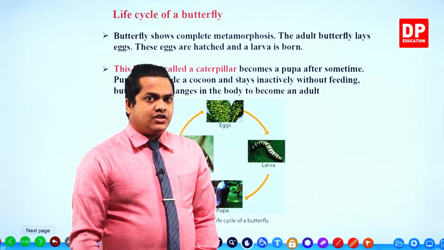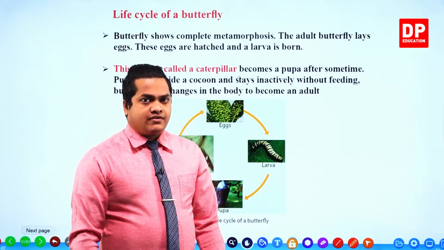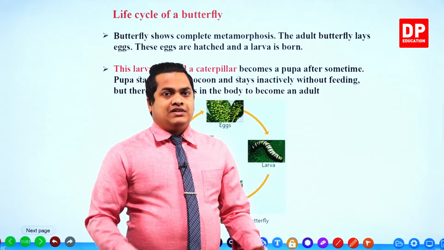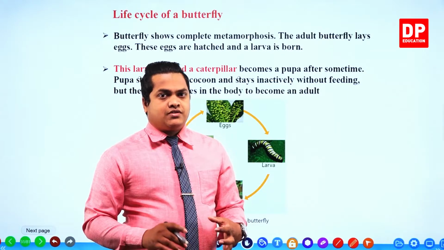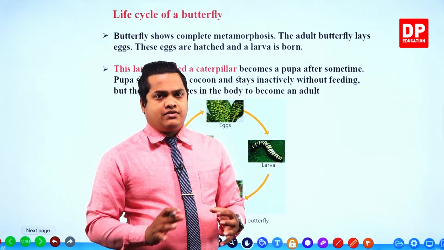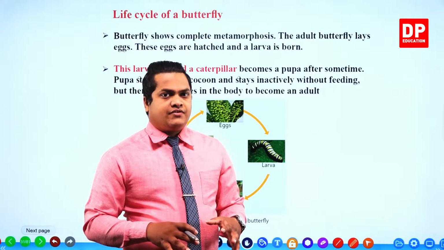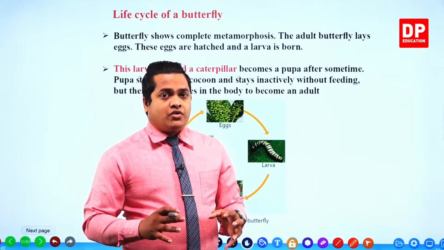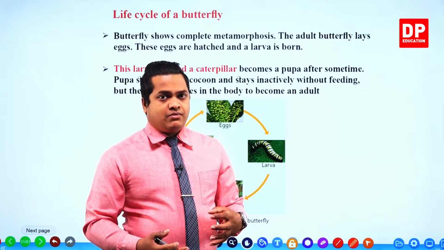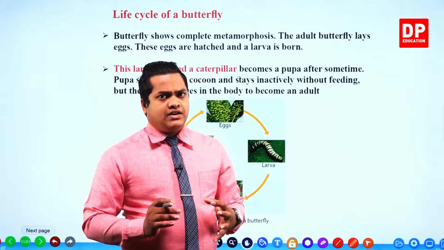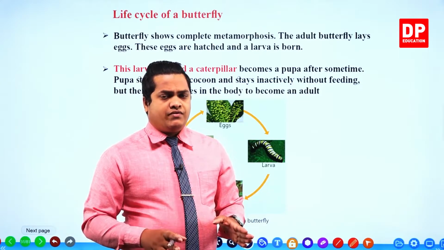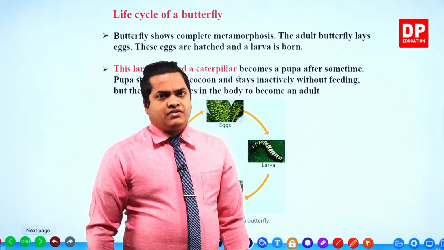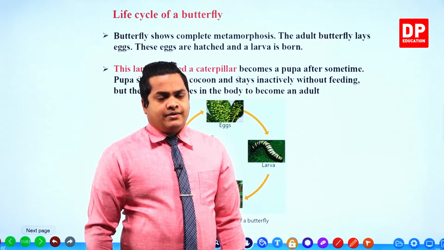Then finally, my dear children, what happens? The adult butterfly bursts through the cocoon and comes out. Okay, so these are the 4 different stages of the butterfly. So butterfly is a very good example. Unlike the frog, all 4 stages can be observed. Even though the frog is going to show the complete metamorphosis, mainly we can observe 3 different stages within the frog. But however, all 4 stages can be observed within the complete metamorphosis of the butterfly, right?